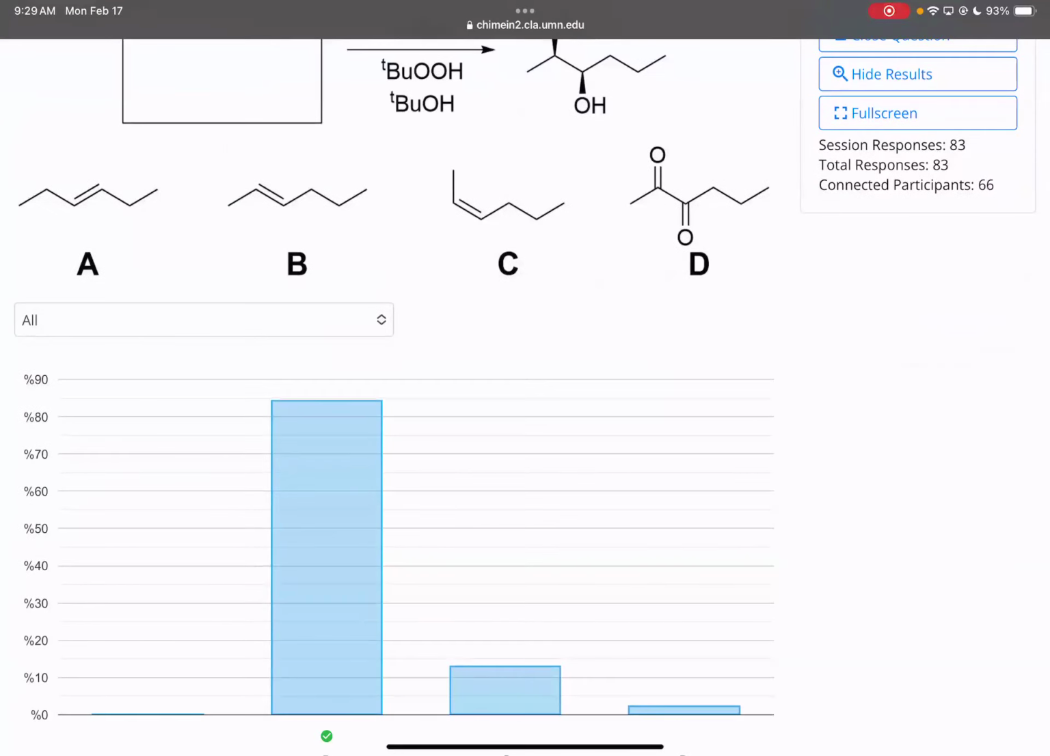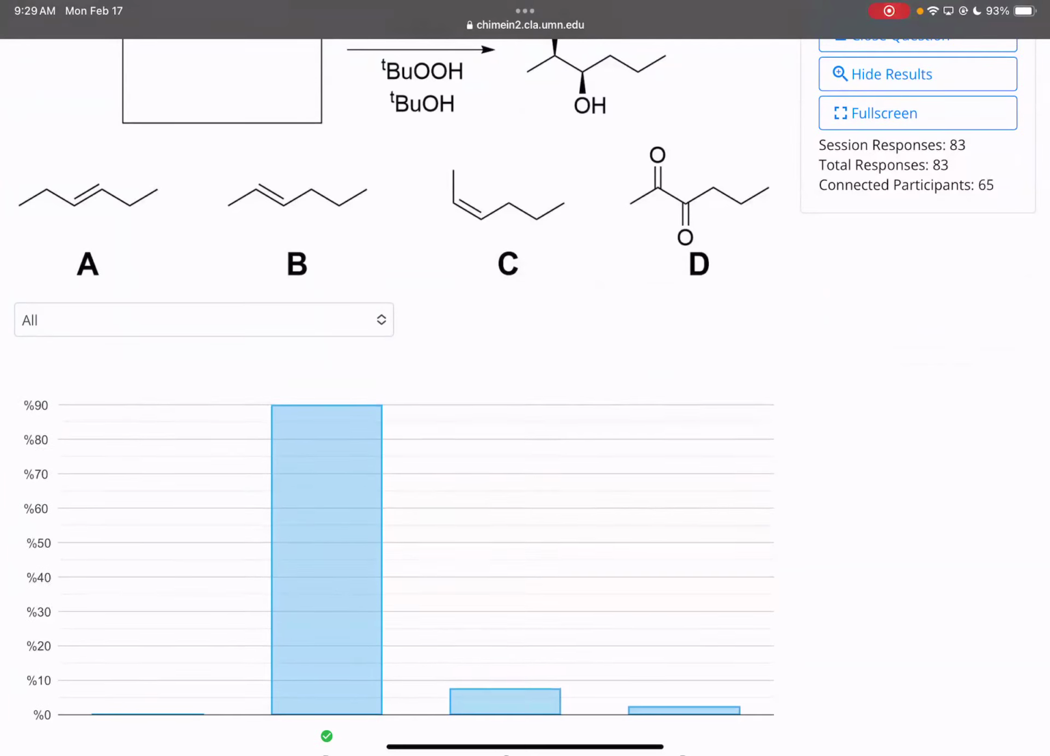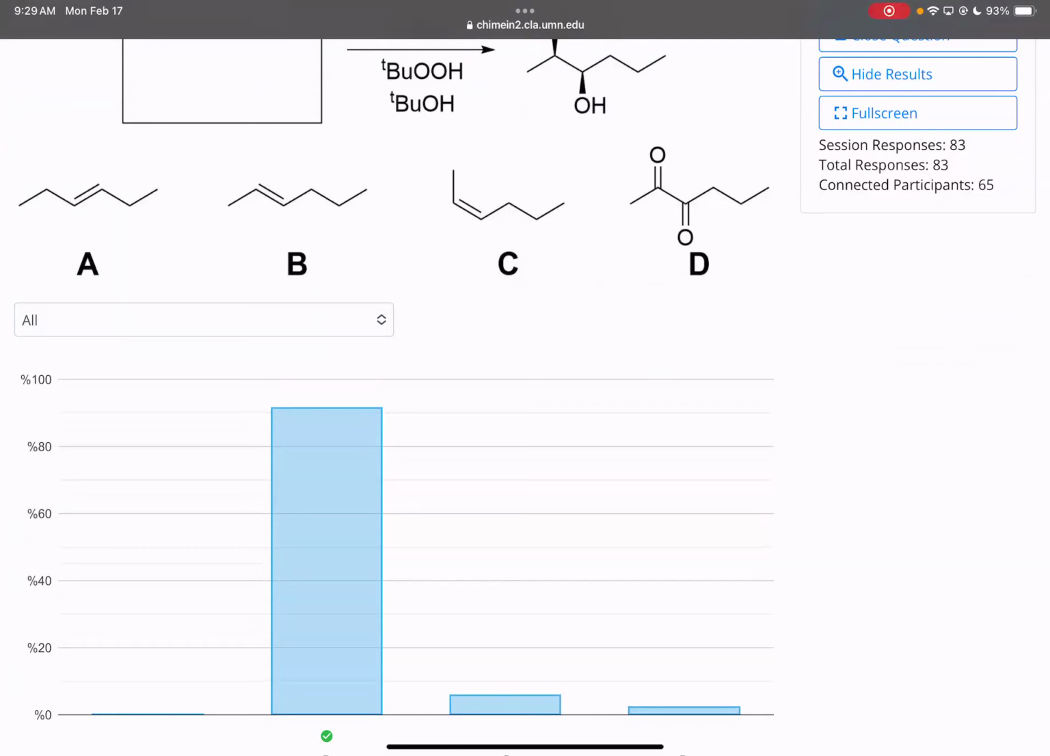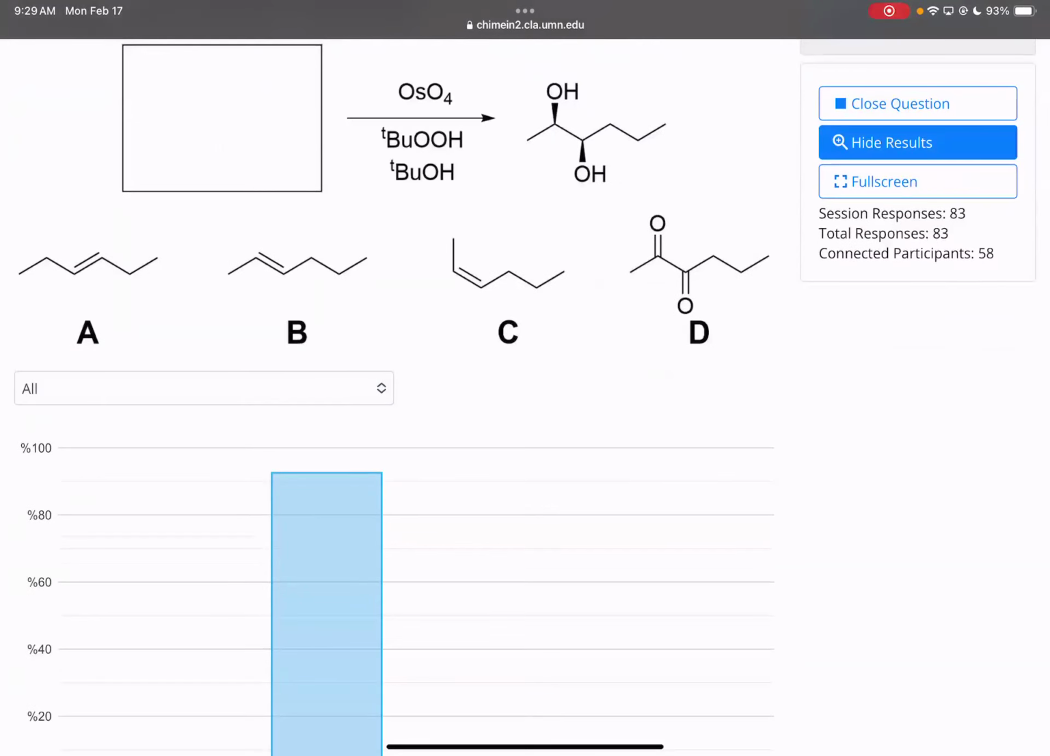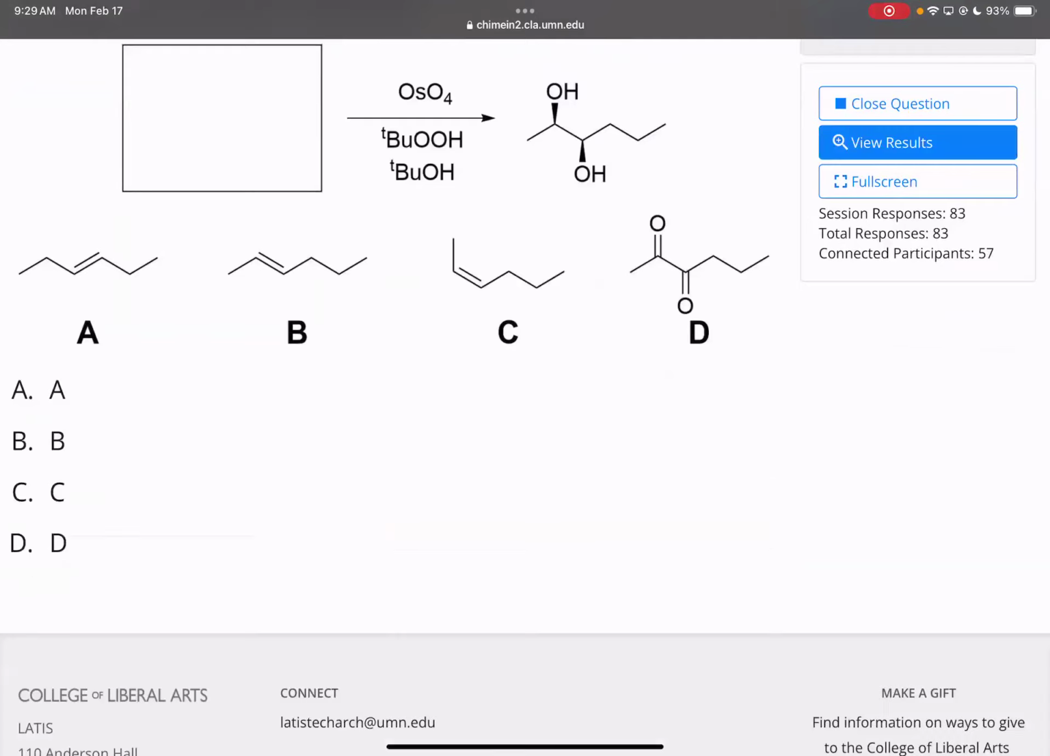Nice. Okay, good. So most people are getting it. B is the correct answer. The next most common was C, which is just that stereochemistry difference, which again, I understand where that comes from, is that this is the most challenging part, is the stereochemistry, but it is B. So let's look at why that is.